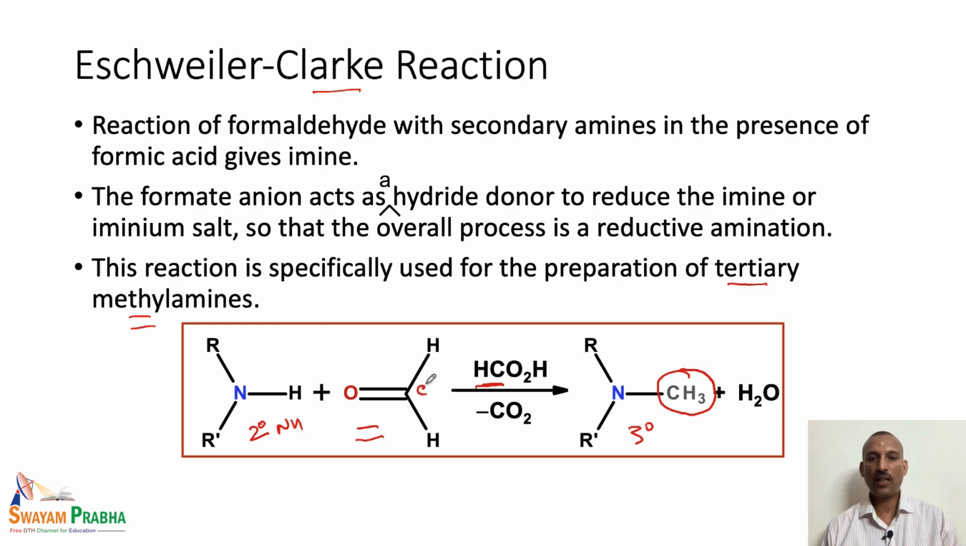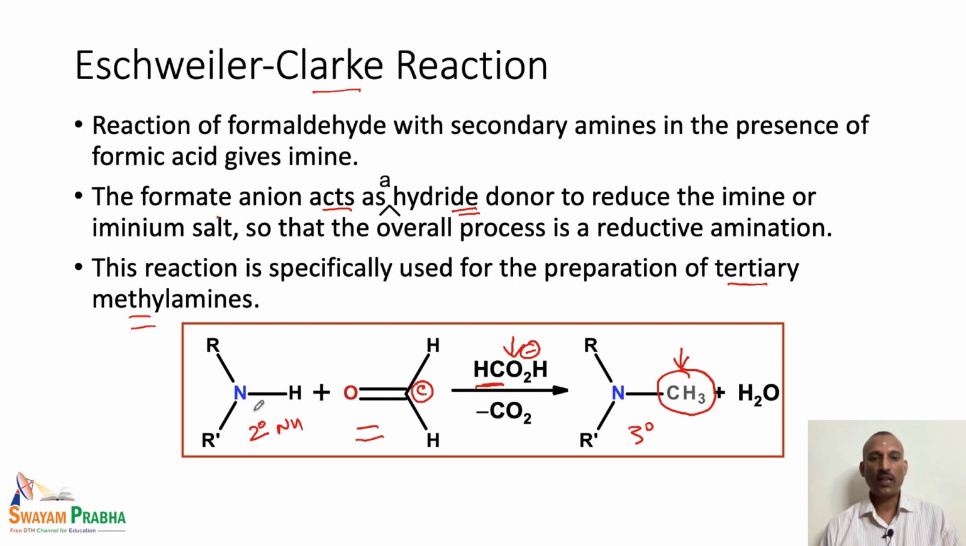formaldehyde. Formaldehyde has one carbon unit. So, this one carbon unit is attached to the nitrogen directly. So, we end up with a methyl unit on final reduction. How the reaction actually proceeds is basically we have a formate anion formed, because we are using formic acid in this particular reaction. So, there is a formate anion which is formed in this reaction, which is the hydride donor. That means H minus is added, and this is used to reduce the imine or the iminium salt that is formed in this reaction.